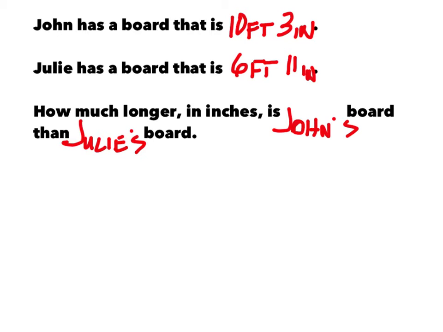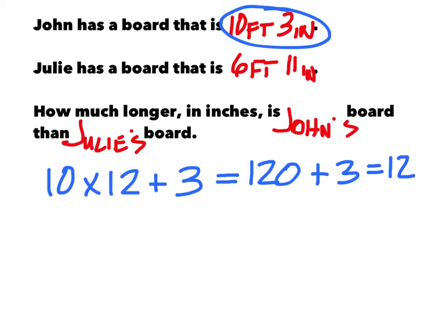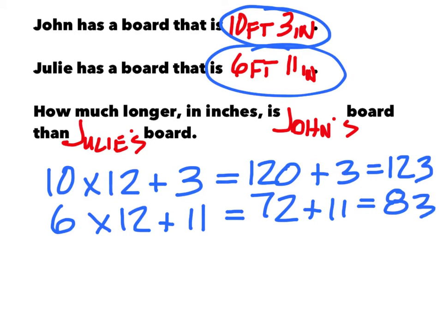Yeah. Take the 10 feet 3 inches, take 10 feet times it by 12, add 3, and then 10 times 12 would be 120, and then plus 3 would be 123. That's right. And we're going to do the same thing with Julie's measurement. So hers would be 6 times 12 plus 11. 6 times 12 is 72. Plus 11 is 83.